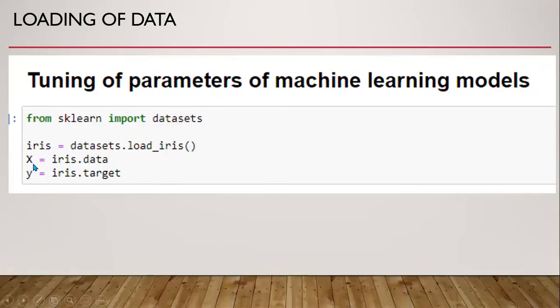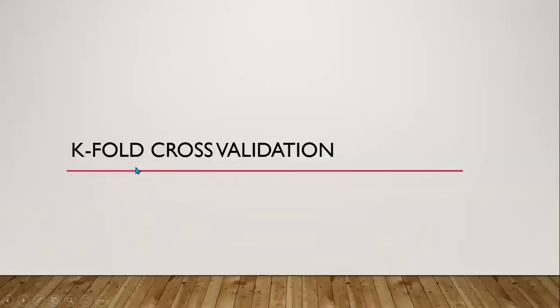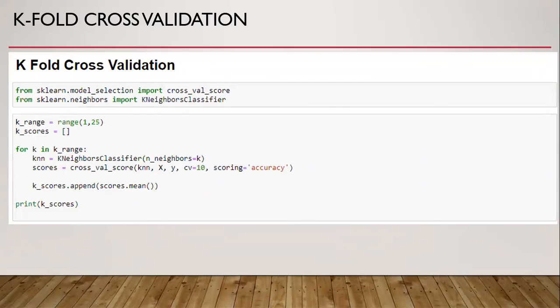My X variable, uppercase X, will be the iris data, and the lowercase y will be the labels or the target variable from the iris data. First, I'll describe the manual tuning of hyperparameters using cross validation. We will be using cross_val_score from model_selection and KNeighborsClassifier. This will be our algorithm for classification. First of all, we define the range of the neighbors.